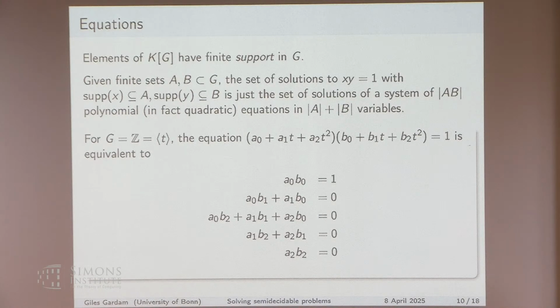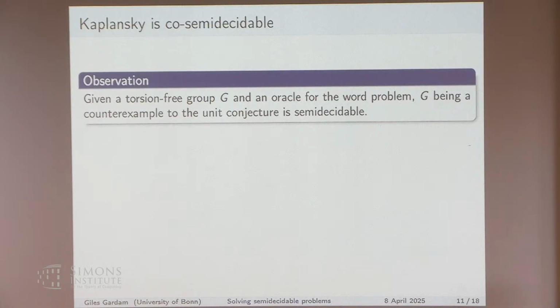So when I bound my support, I now just have some system of polynomial equations to solve. And that's something we can do. Right? So an immediate observation that falls out of this is that this problem is co-semidecidable, or being a counterexample is semidecidable, if you prefer. So if I'm given a torsion-free group, I need an oracle for its word problem, otherwise I can't do anything. But if I have the solution to the word problem, then that group being a counterexample is something that is semidecidable. So I can just run an algorithm which will produce non-trivial units if they exist.